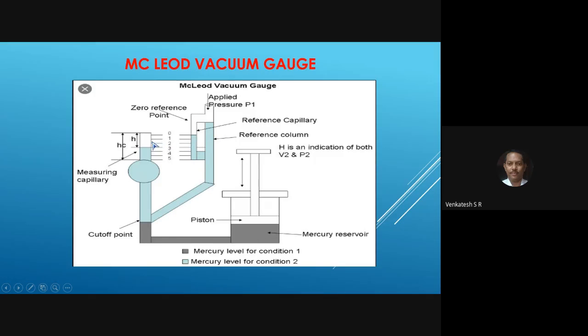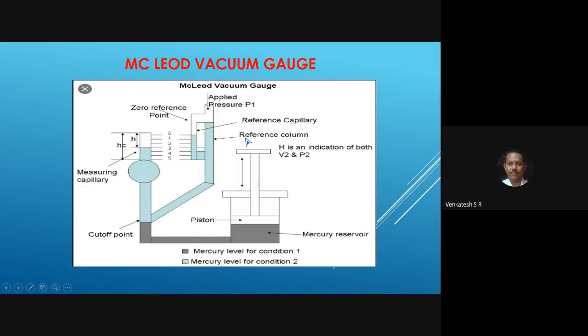When the mercury level comes to a standstill position, measure the level in the measuring capillary using the graduations present in between the two capillaries. The level may be 2, 3, 4 like this. Then connect this point to the mercury reservoir, and the mercury moves in this direction and fills the reservoir. So this is the principle of operation of the McLeod vacuum gauge.